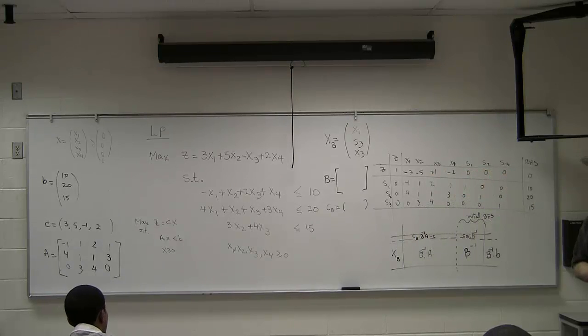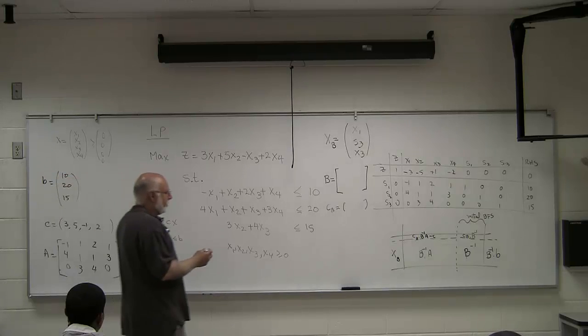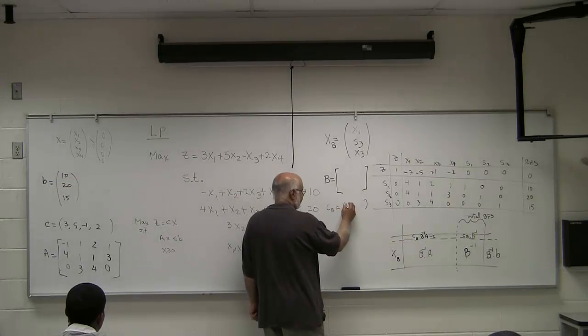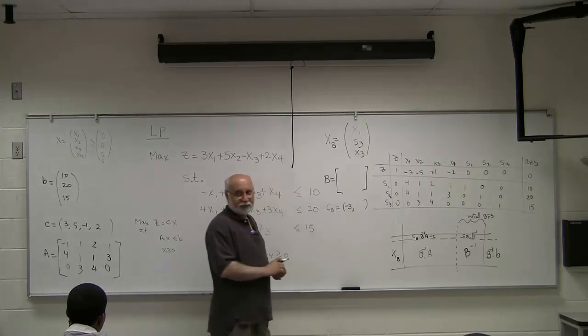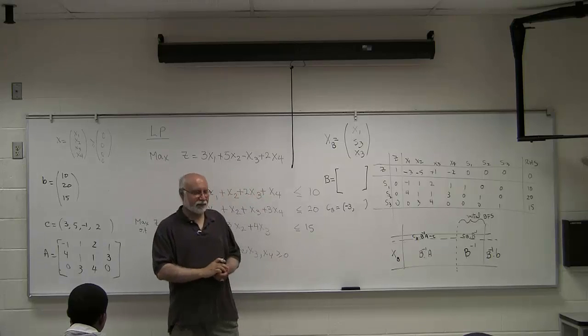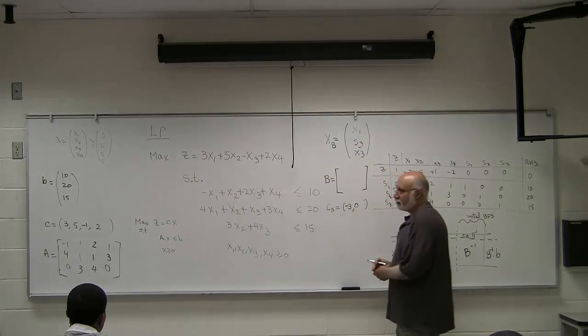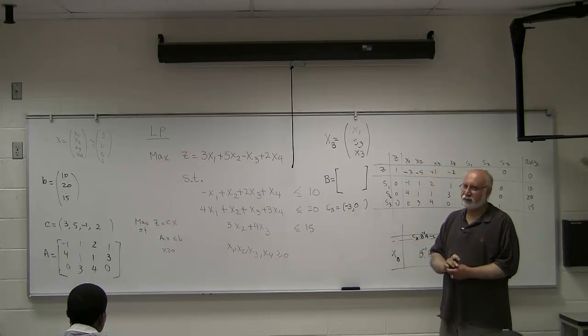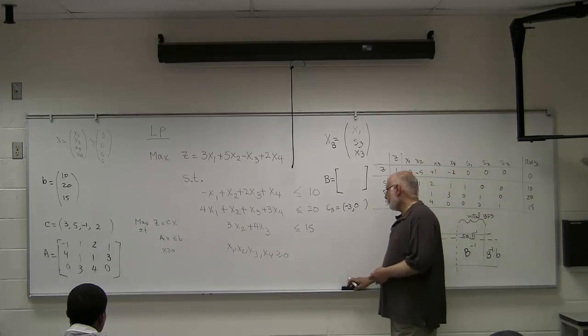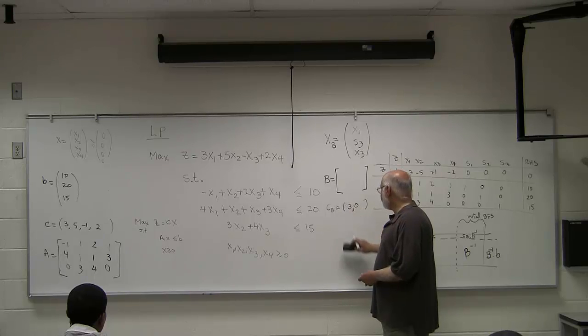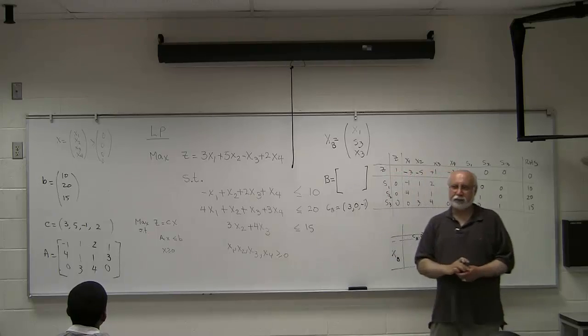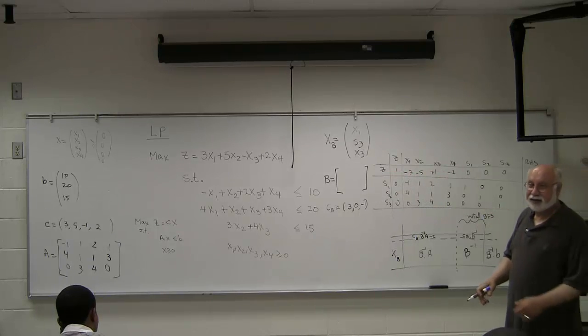Who can tell me what CB is? CB is -3, 0 and 3, 0 and -1. Now that's CB. Who can tell me what B is?